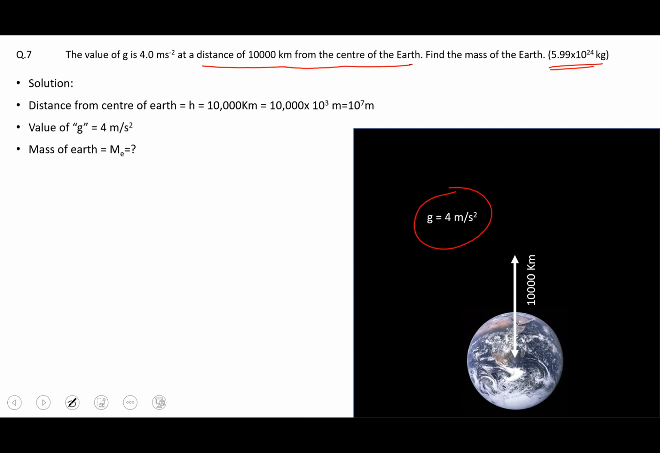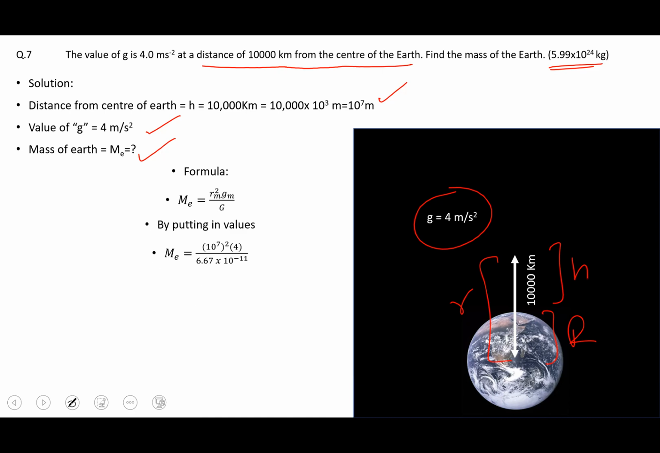The distance from the center of the Earth given to us is 10,000 kilometers, or we can say 10,000 into 10 to the power 3, or 10 to the power 7 meters. So the value of G is 4 meter per second square. We have to find the mass of the Earth. The formula is simple. R square is equal to GM divided by G, so the mass is M equals g R squared divided by G. This whole R basically contains the radius as well as the height of the body attained from the surface of the Earth.